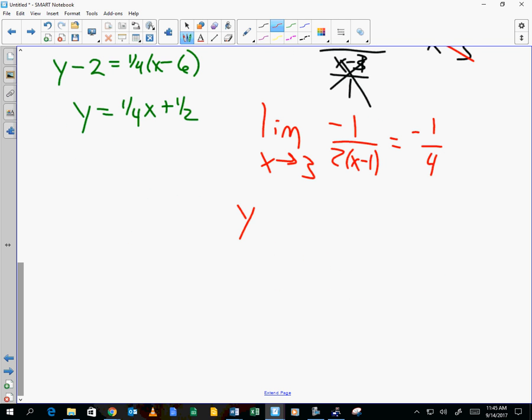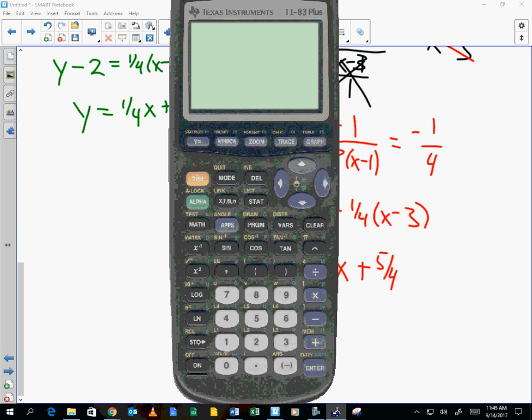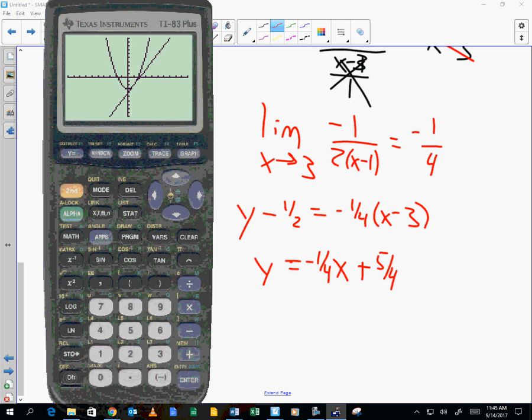So we got y minus a half equals negative 1/4 times x minus 3. So y is negative 1/4 x. Negative 1/4 times negative 3 is 3/4. Add the half. 5/4. I'm wondering, is that right?